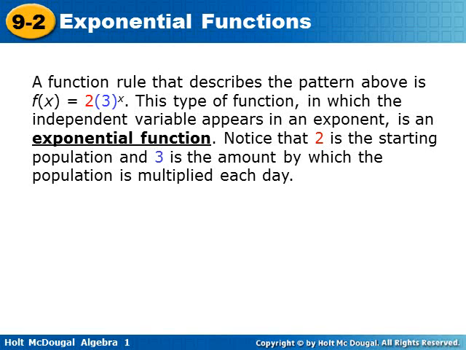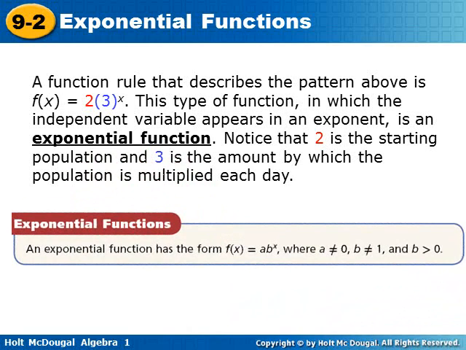A function rule that describes the pattern above is f of x equals 2 times (3 raised to the x power). This type of function, in which the independent variable appears in an exponent, is an exponential function. Notice that 2 is the starting population, and 3 is the amount by which the population is multiplied each day. An exponential function has the form f of x equals a times b raised to the x power. A cannot equal 0, b cannot equal 1, and b has to be greater than 0, or a positive number.